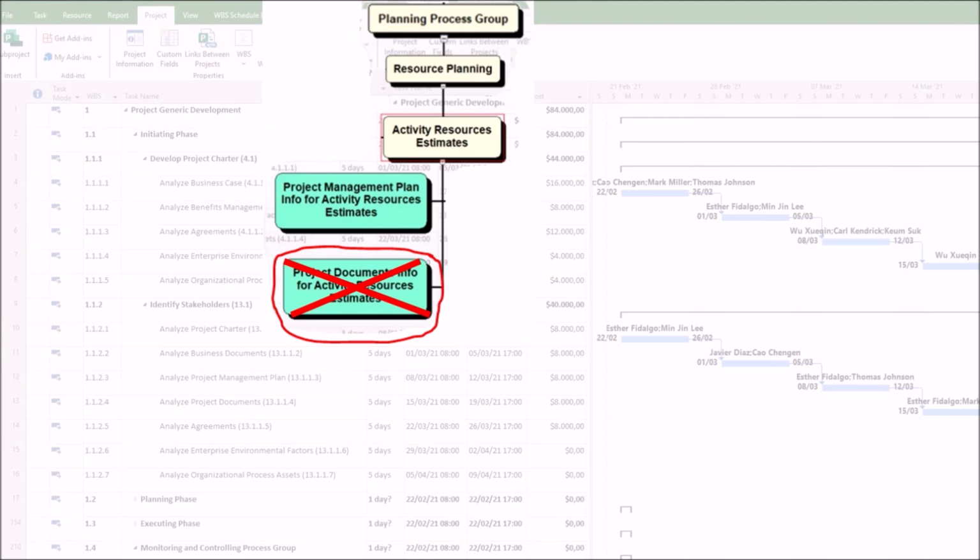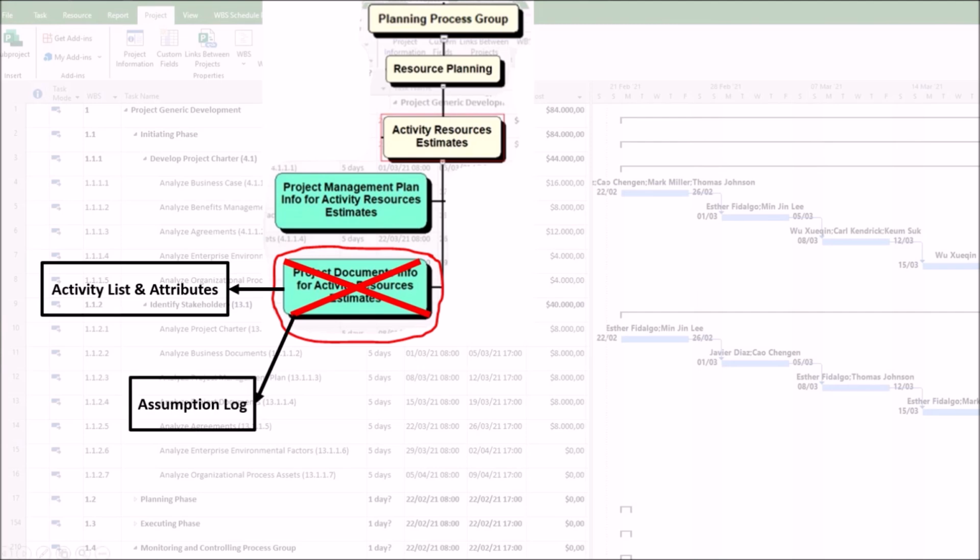Here's a breakdown of how poor analysis of specific documents causes harm. 1. Activity list and attributes. First, incorrect resource types. This happens if a civil engineer is assigned to a task that requires a software engineer. Second, inaccurate quantities. This happens when the number of testers required is underestimated because the complexity of an activity was not considered.